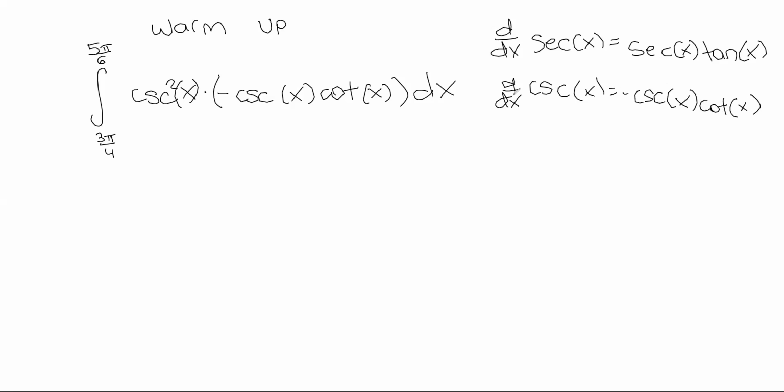So it looks like we're going to be using this one on the bottom. We have exactly the derivative of cosecant. And what's more, we have cosecant itself, which is pretty useful. We have cosecant to the second power. So we want to just set cosecant to the first power to be our u. So u would just be cosecant of x. And then du, of course, would be negative cosecant of x times cotangent of x dx.